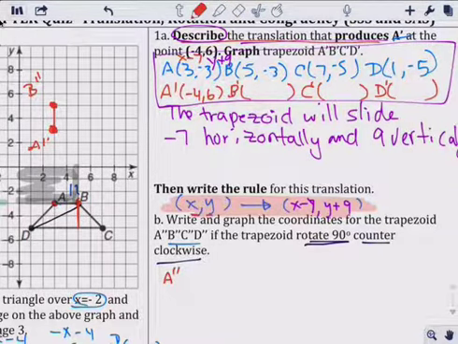And then D is standing up, like this. So D has at 1, 5. So it becomes laying down 1, 5 right here. C double prime.